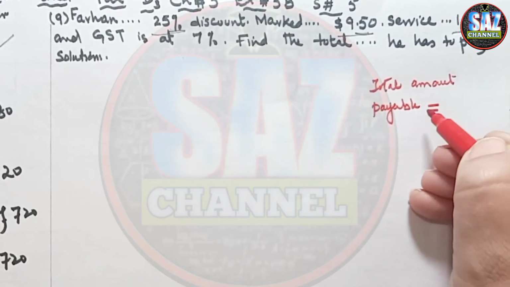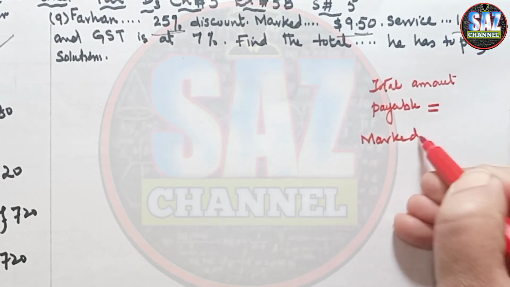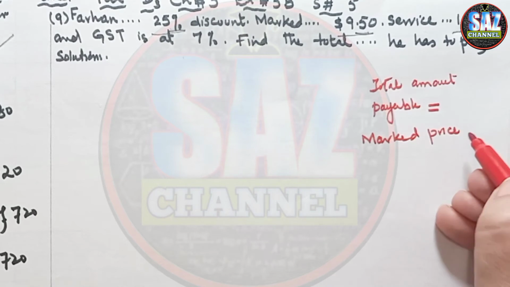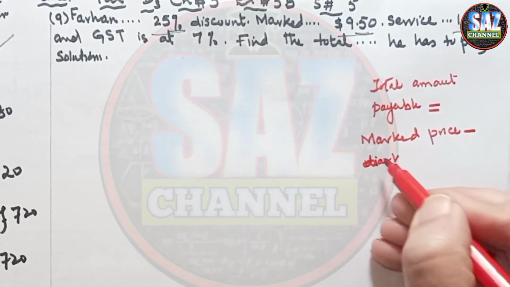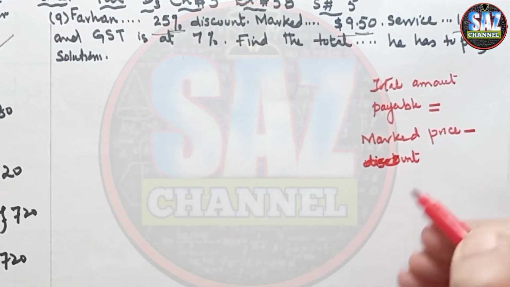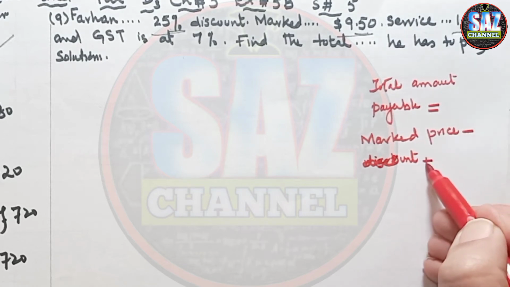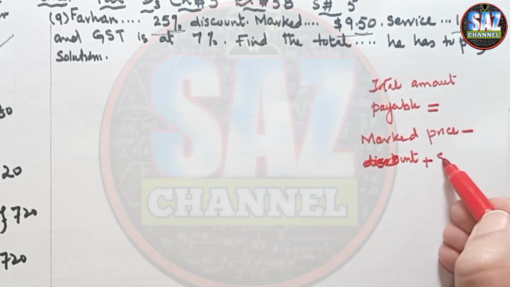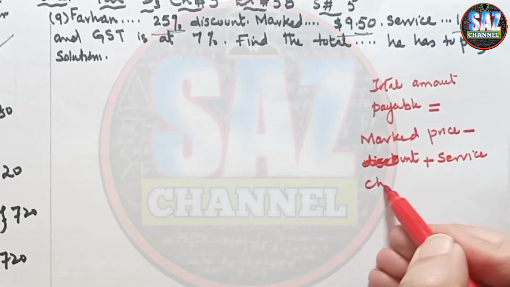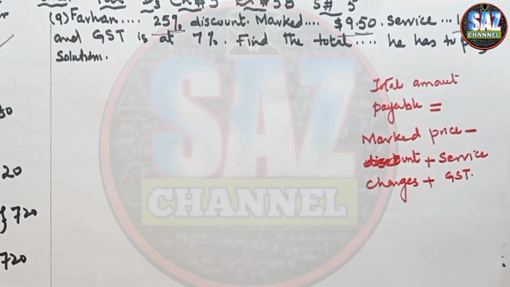equals to, so first of all we have to think about the mark price. Then on that mark price some discount is offered to us, so we have to use this minus sign: mark price minus discount. After getting that discount, on the remaining amount we have to pay the service charges and the GST as well. So the total amount that you have to pay will be the sum of the remaining amount plus service charges plus you have to pay the GST as well. I hope you are clear about the formula.